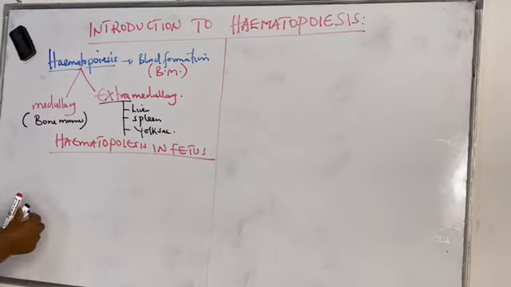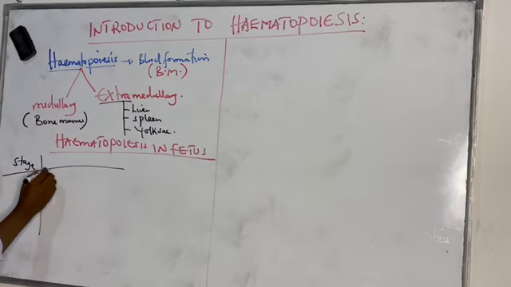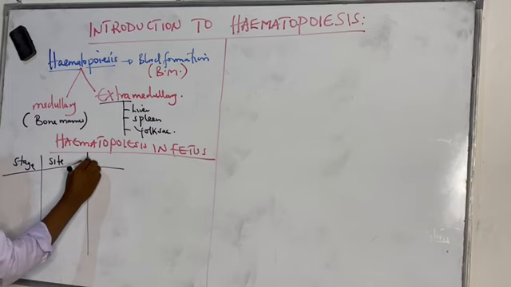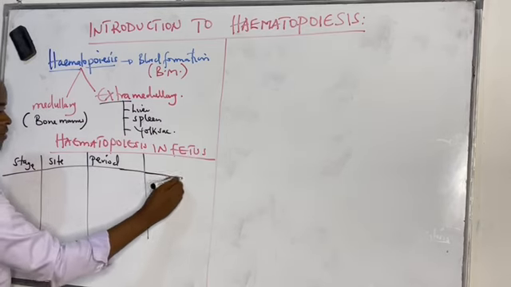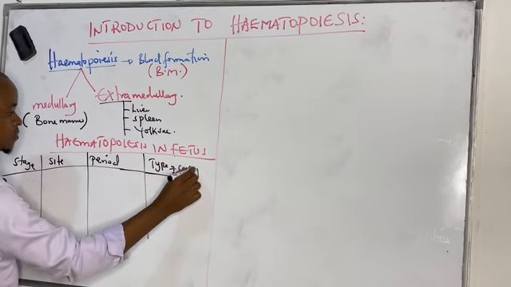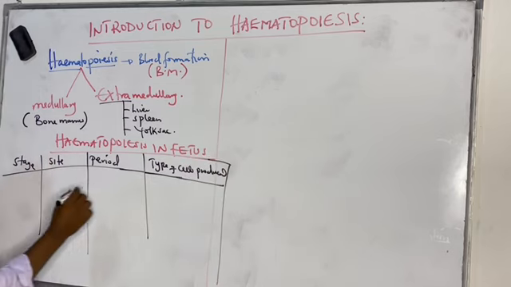Allow me to use a table whereby I'm going to have the stage. After having the stage, I'm also going to have the site of production, which is going to be taking place. After having a site, I'm going to have the duration or the period when it occurs. And then finally, the type of cells produced. This is my table.